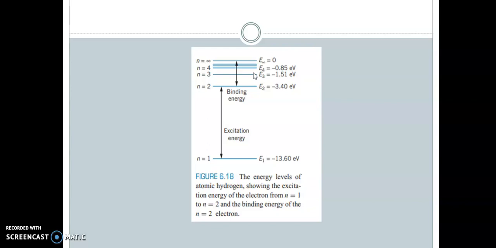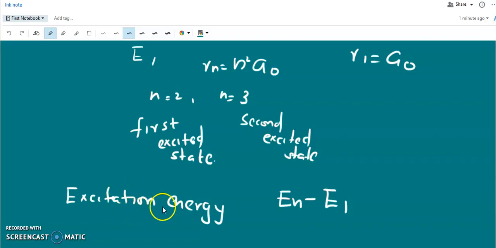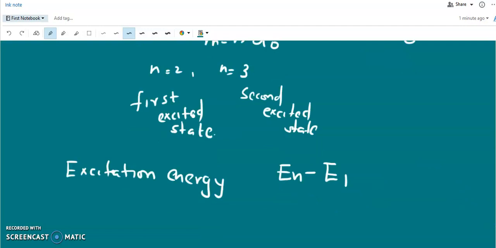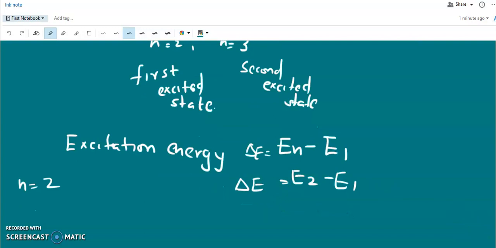Now we can define the excitation energy of an excited state n. It is defined as the energy above the ground state, that is En minus E1. So the excitation energy of a particular excited state with energy En is given by En minus E1. The first excited state, n equal to 2, has an excitation energy delta E equal to E2 minus E1. E2 we saw is minus 13.6 by 4, that is minus 3.4 electron volt, and E1 is minus 13.6, so minus minus becomes plus 13.6, giving 10.2 electron volt.